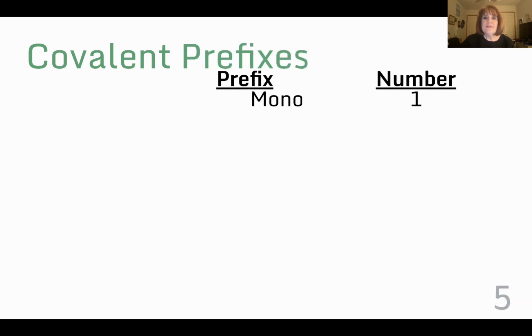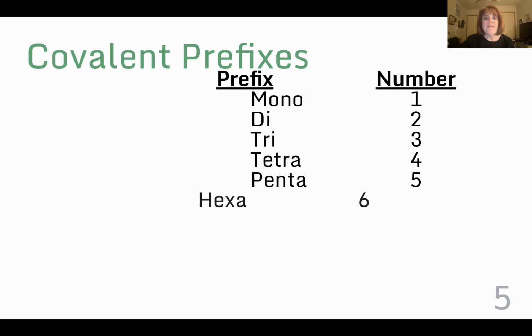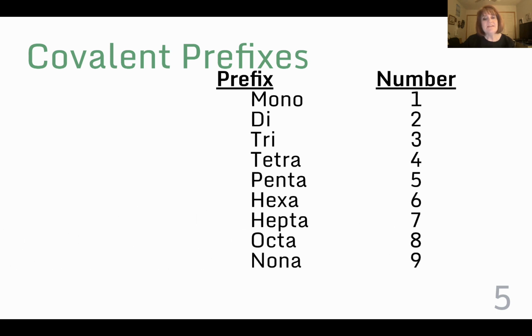So your prefixes, you do need to make a list of these, and these are going to go onto the back of your formula sheet. Your prefix for 1 is mono, 2 is di, 3 is tri, 4 is tetra, 5 is penta, 6 is hexa, 7 is hepta, 8 is octa, 9 is nona, and 10 is deca. They're very similar to your polygon prefixes that you have in math, except for 2 and 4. Those are different in science.